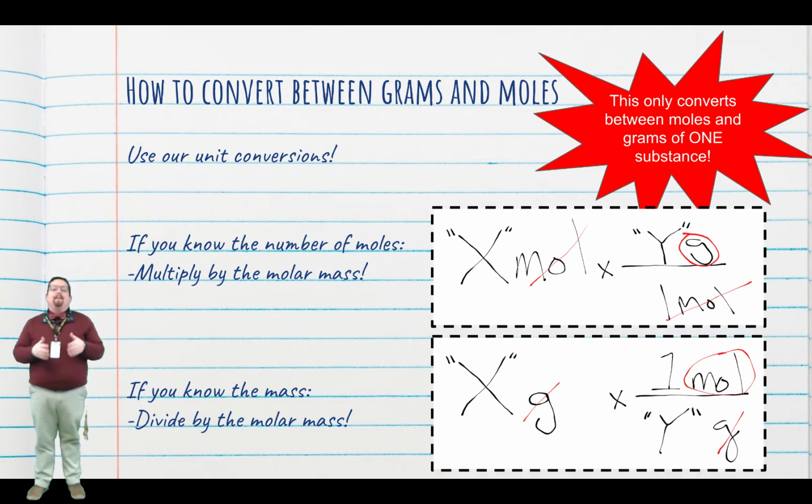Notice on both of these conversions we have 1 mole. Molar mass tells us how many grams are in 1 mole. So when we use the molar mass as a conversion factor, the mole side of that fraction will always say 1. Let's go to the board and do a couple examples of those.